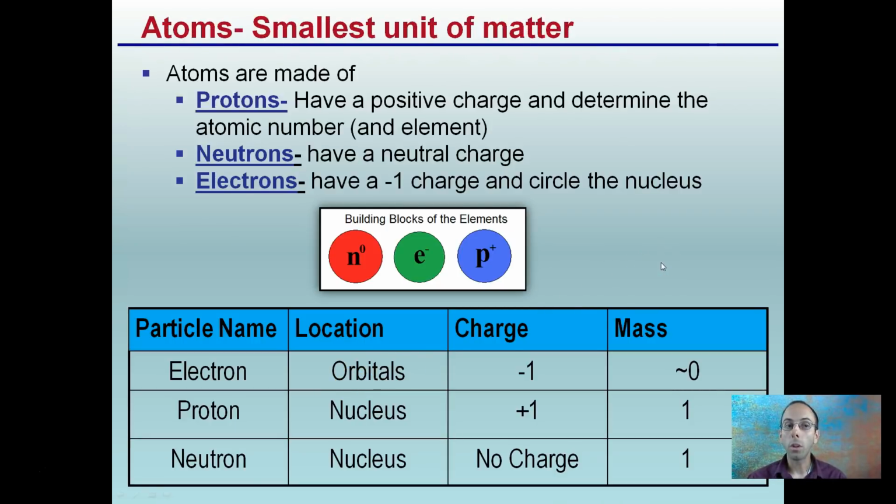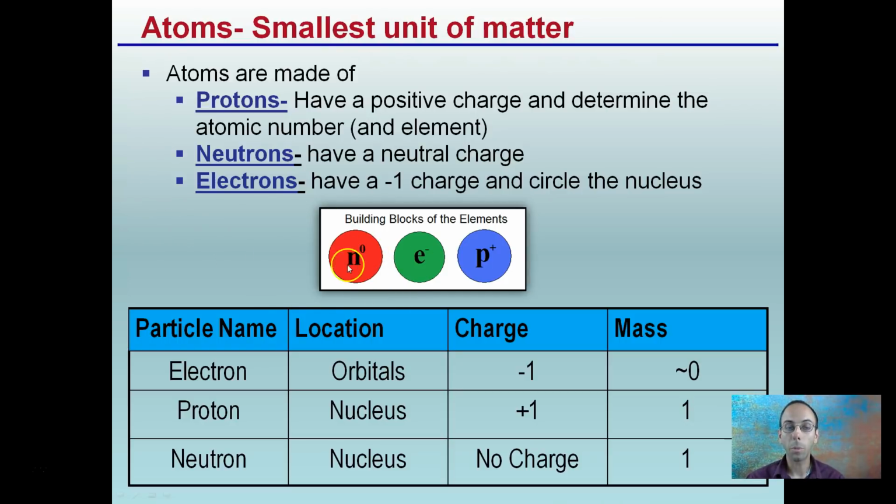Atoms are the smallest unit of matter, and atoms are made of protons, which are positively charged and also determine the atomic number and therefore the element. So if we want to determine the element, we look at the proton number. Neutrons simply have a neutral charge and are located in the nucleus. Electrons have a -1 charge and circle the nucleus.